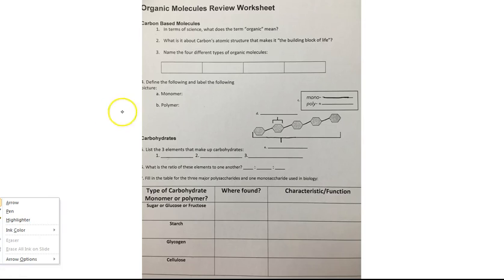Okay, so tonight we're going to be studying for your organic molecule test. So our number one is, in terms of science, what does the term organic mean? And organic is anything that has carbon and is a living thing, or was a living thing.